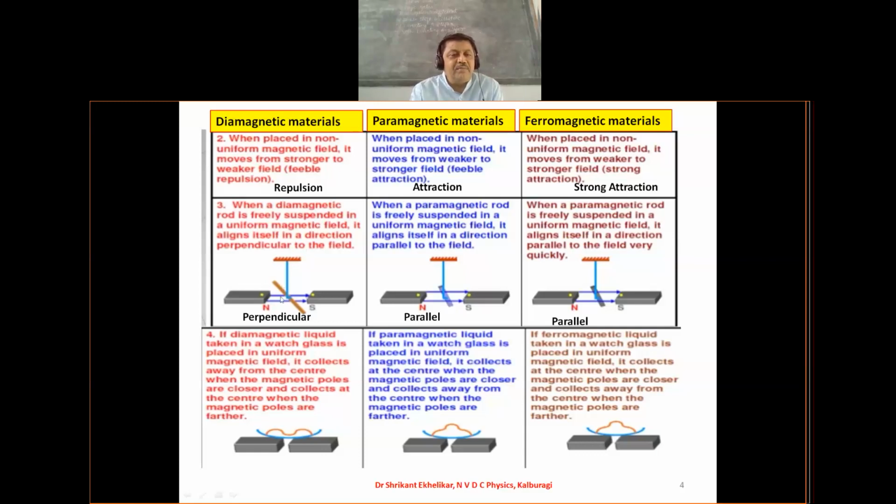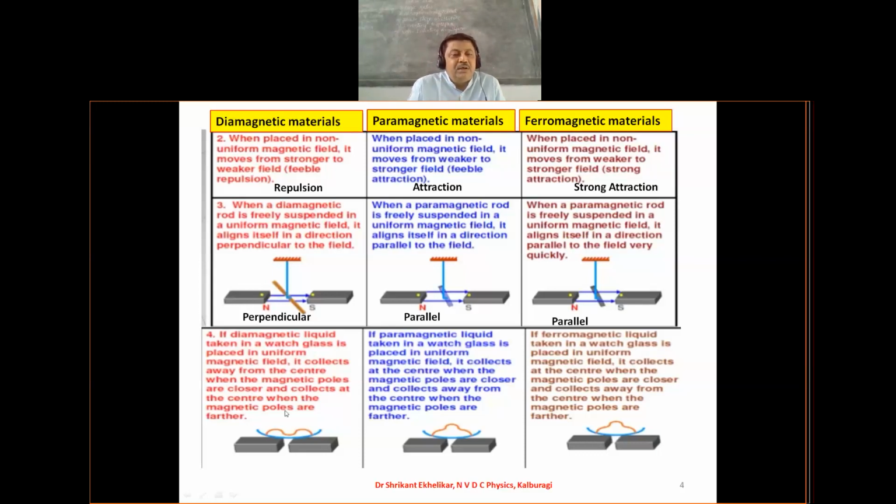When a diamagnetic material is placed between the pole pieces, it is suspended perpendicular to the direction of the lines of force. If the lines of force are going from north to south, then the material will stand perpendicular to this. And if it is a paramagnetic material, then it stands parallel to these lines of force. Ferromagnetic material also stands parallel to the lines of force. Only diamagnetic material will stand perpendicular to the lines of force.